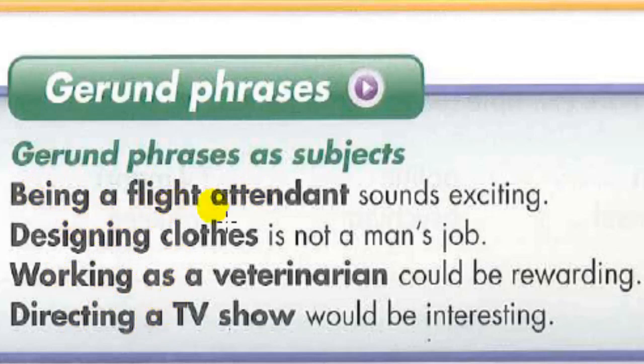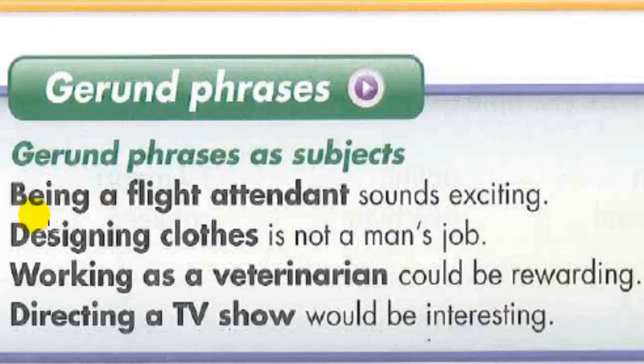So, being a flight attendant sounds exciting, interesting. Designing clothes is not a man's job. Working as a vet could be rewarding. Directing a TV show would be interesting. So as you see here, you have verb plus ing, plus two words without giving a complete meaning, then the verb and the object or an adjective.